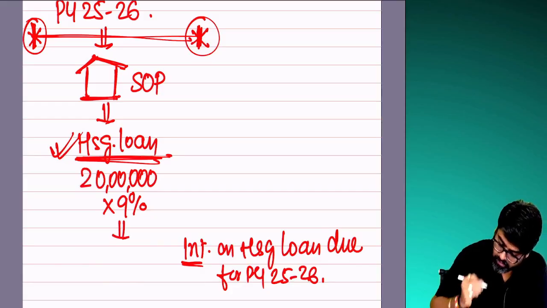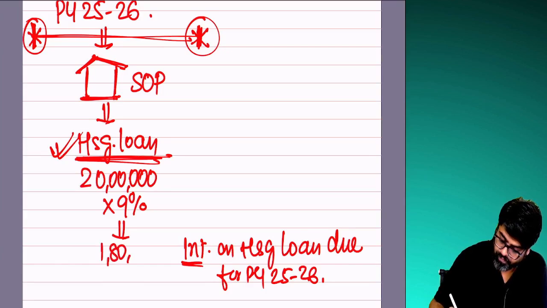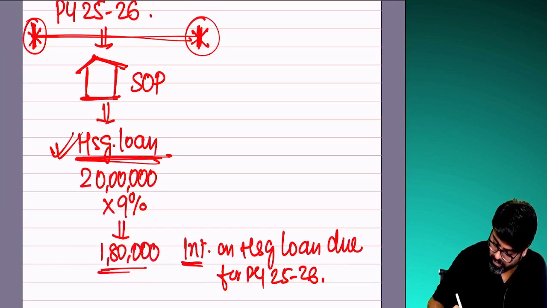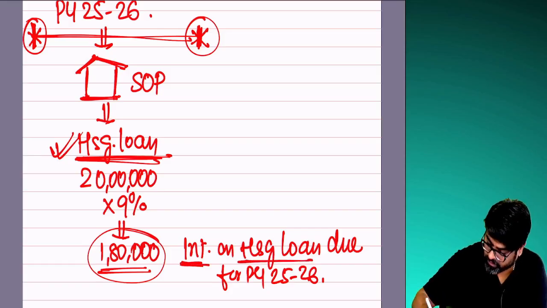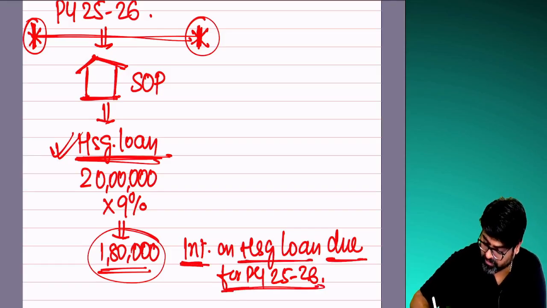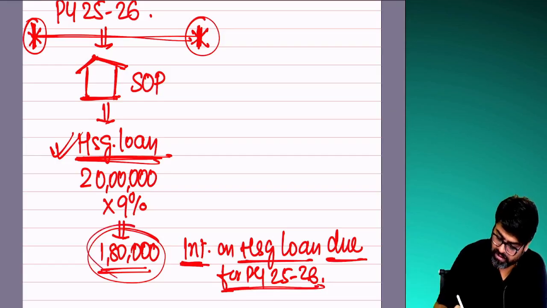Let us take 20 lakh. 9% of that will be 1 lakh 80 thousand. So can I say this 1,80,000 is the interest on housing loan which becomes due for the previous year? How much is the interest?